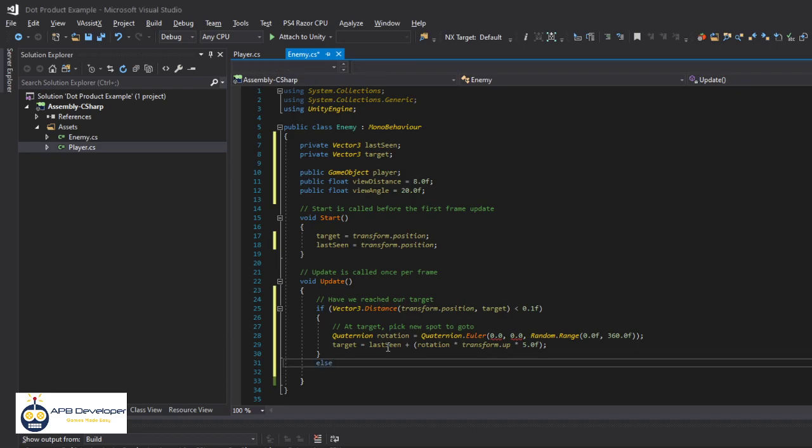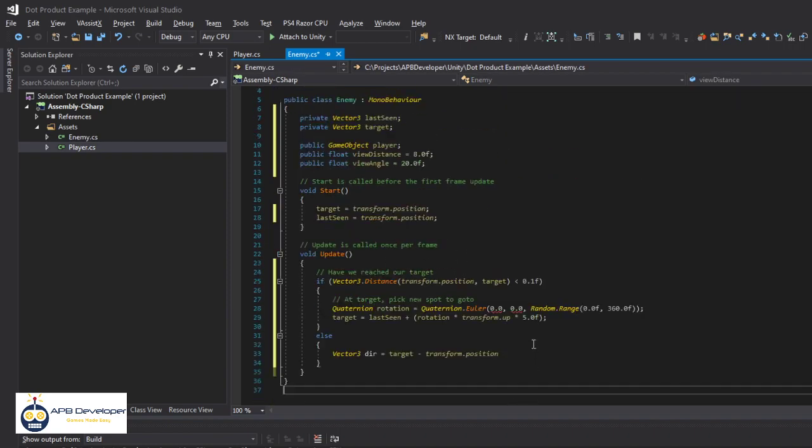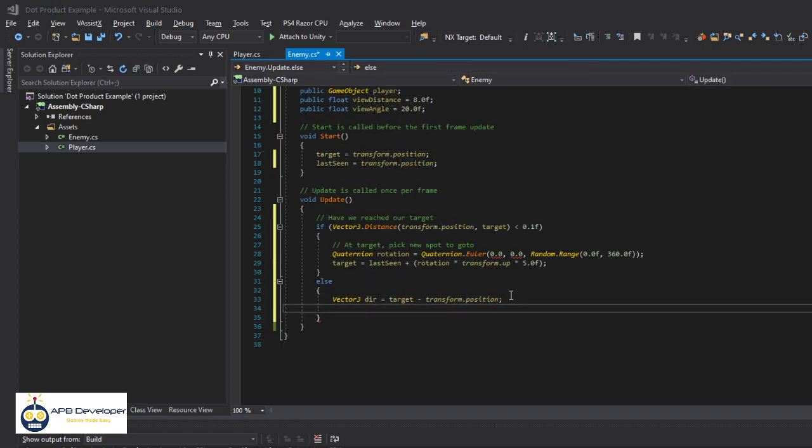If we're not at the new point, then we want to move towards it. So in this case, we're not there. We need a direction, which is simply target minus transform position. I'm going to make the thing rotate as well, just for completeness. So we need to work out the angle towards the target point.